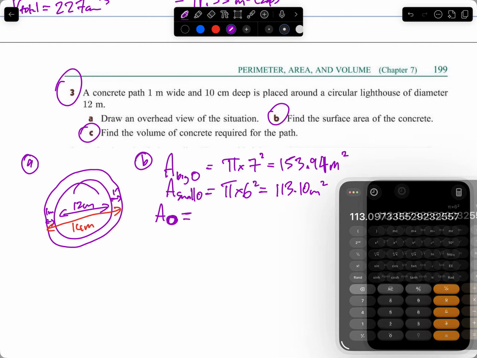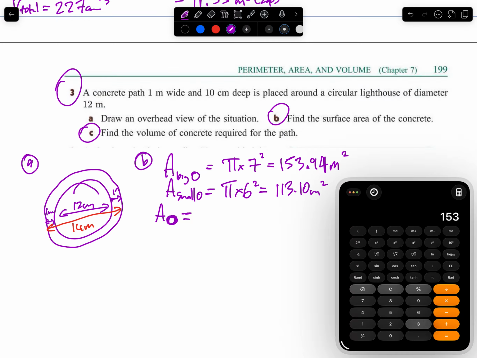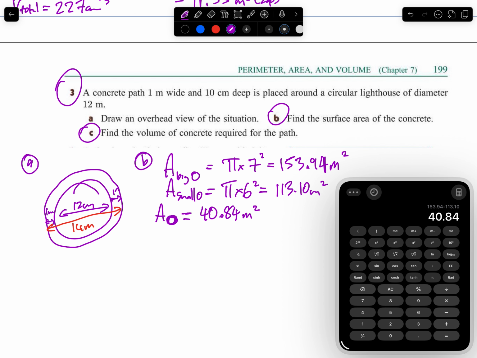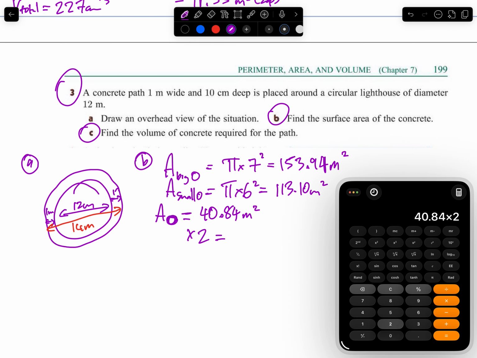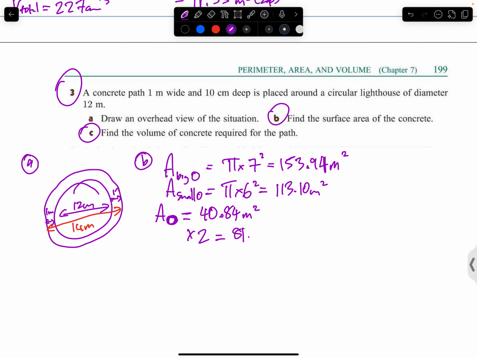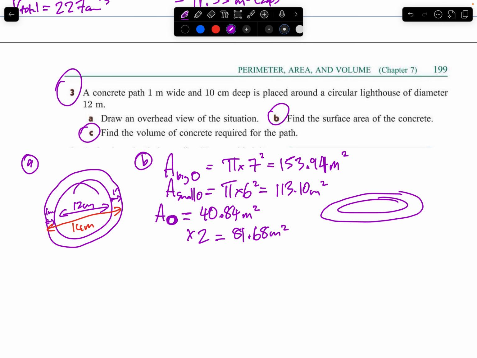So area of donut is going to be 153.94 minus 113.10, 40.84 square meters for the donut. There's a donut on the top of the path and the bottom of the path, so you need to times this by 2, 81.68. 81.68 square meters for the top and bottom of the donut, because remember, this is what the path looks like right now. It's three-dimensional.